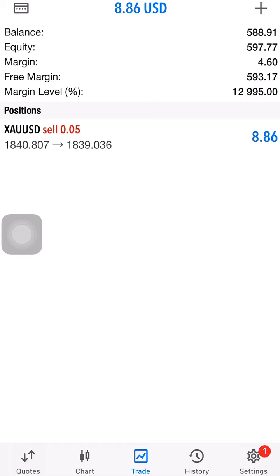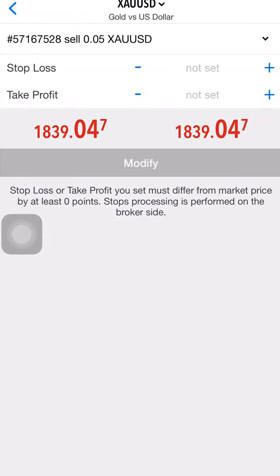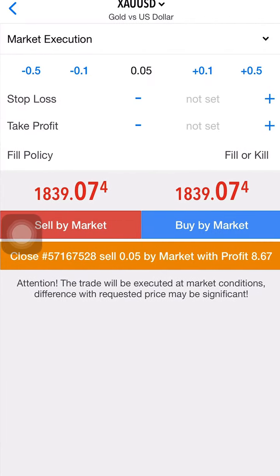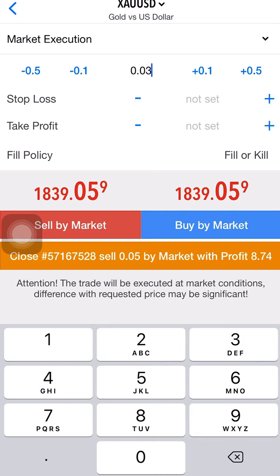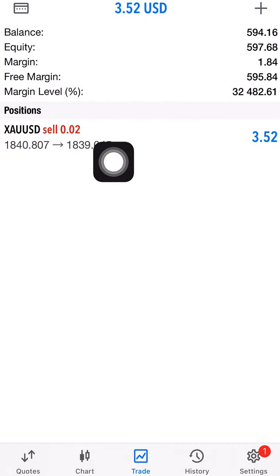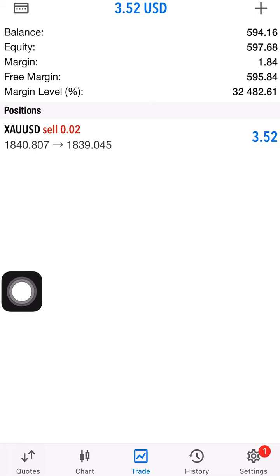Also with this one, let's say we want to close 0.03 of this trade. We just press and hold the trade, go to close position, and type 0.03 over there. So I've closed 0.03, leaving 0.02 running. Do you get it?